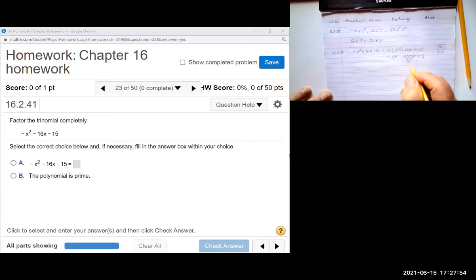The inside product is 15x. The outside product is 1x. And we want a result that's plus 16x. To get a bigger number and positive, both signs have to be positive. Place them in. Double check that the product of the last terms, plus 15 times plus 1, is plus 15. Then this trinomial did factor, and it's factored completely.